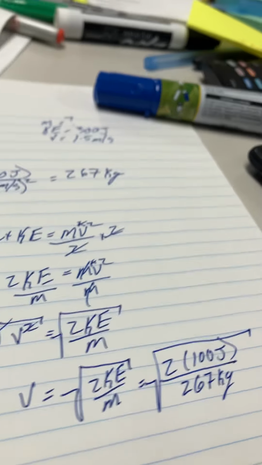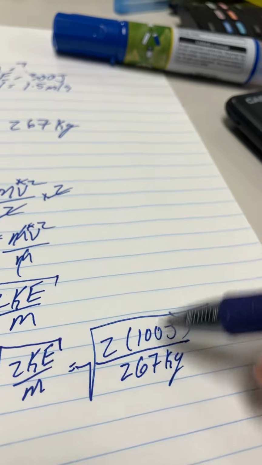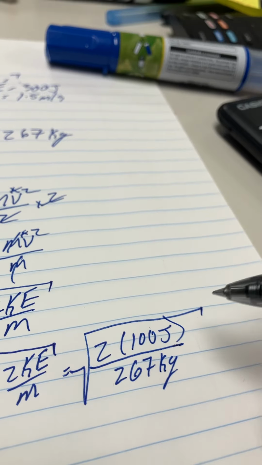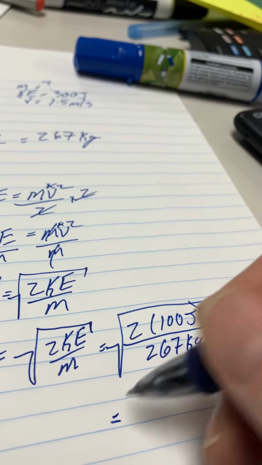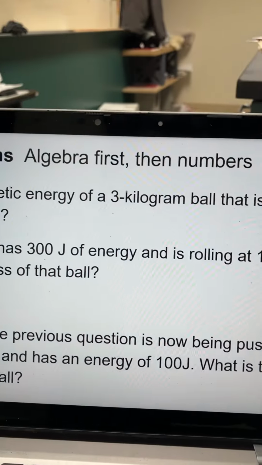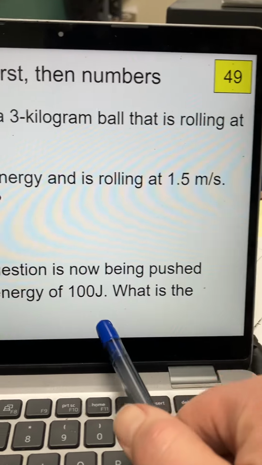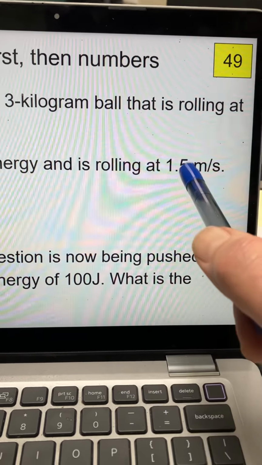Square root of that. So here you got 200 divided by 267, so that's going to be less than 1. Then you take the square root of that. That's going to be a pretty small velocity. And you would think so because in the previous problem, you had 300 joules of energy and it's rolling at 1.5. Now it's got less energy, so it has to be moving at a slower speed than 1.5.